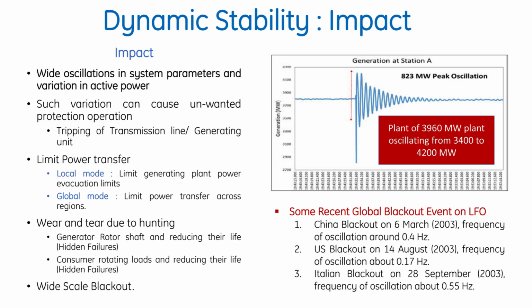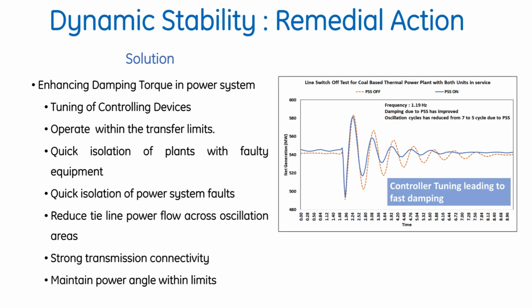Yeah, uncontrolled growing oscillations are a known pathway to major grid collapses. They destabilize everything. So the fix is enhancing damping torque. How's that done? Primarily, as the material says, through careful tuning of controlling devices. Getting those exciter, governor, and PSS settings just right is critical. Other measures include operating within established transfer limits that are known to be dynamically stable, quickly identifying and isolating anything causing or amplifying oscillations, sometimes reducing power flow on troublesome tie lines, maintaining a strong transmission network generally helps, and keeping power angles lower, as damping often degrades at high angles.